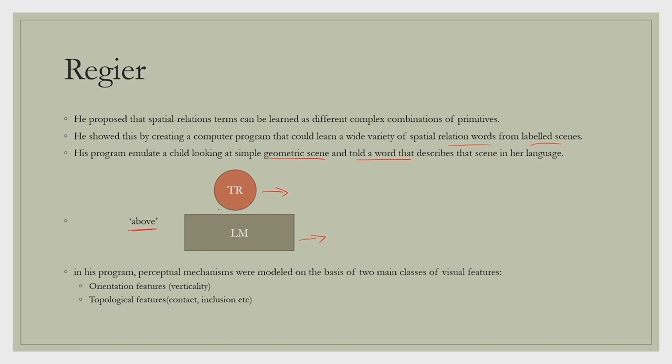So, the above is slightly. So, this is the arrangement of these two things with these two primitives, trajectory and landmark, and this is how a child would look. A child will look at two simple geometric scenes and then be told that this is the name. He used the same pattern to train the computer.